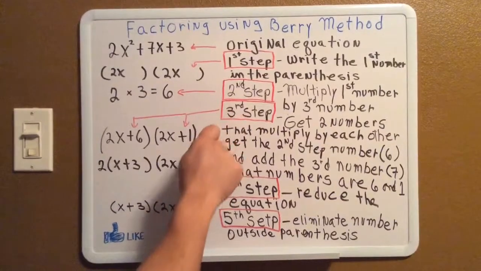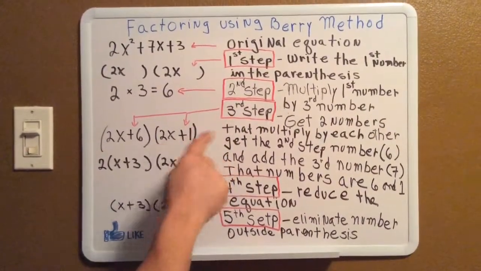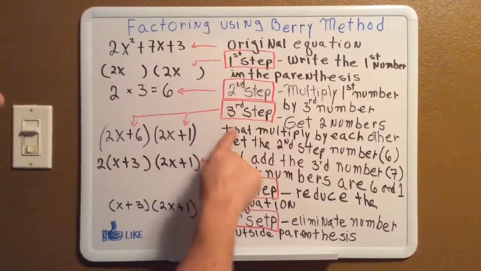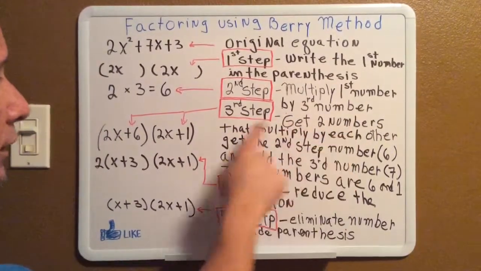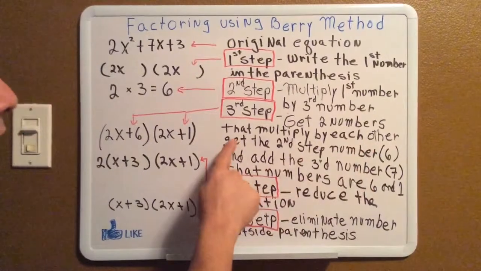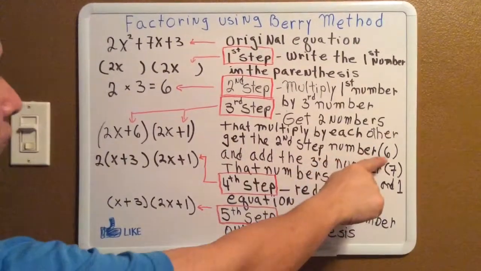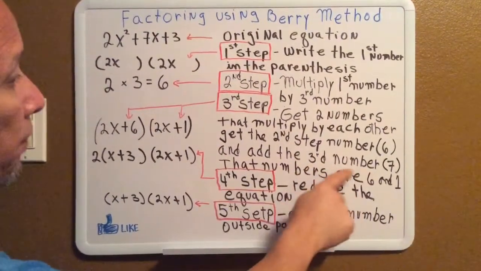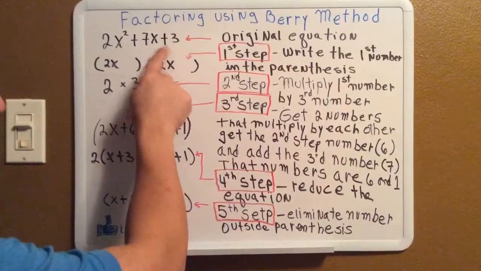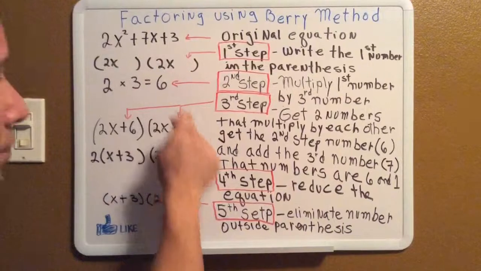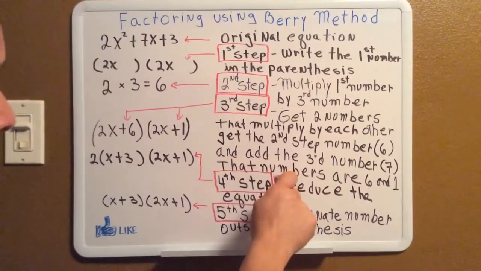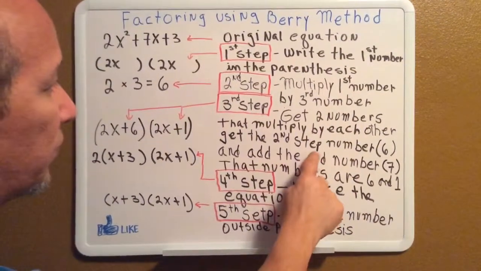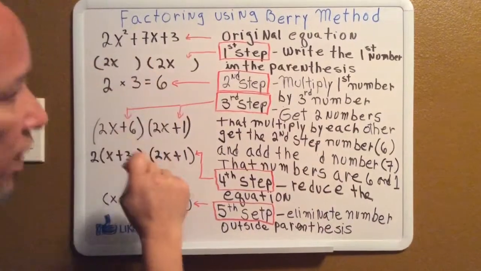Moving to our third step. This step is the most important. Please be careful with this step. In this step, we have to get two numbers that multiply by each other to get the second step number, 6, and add to the third number. Sorry, it's not the third number, it's the second number, number 7.